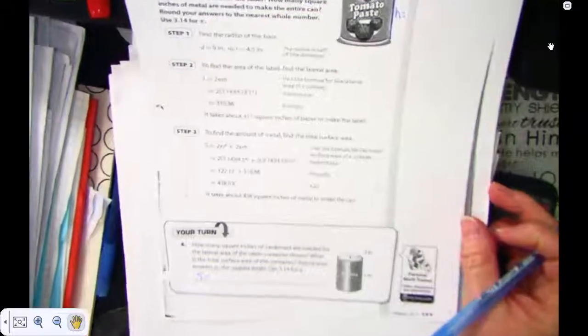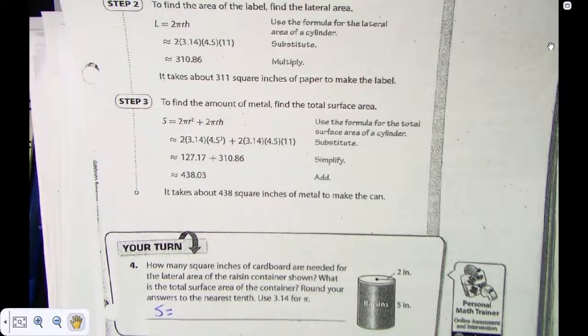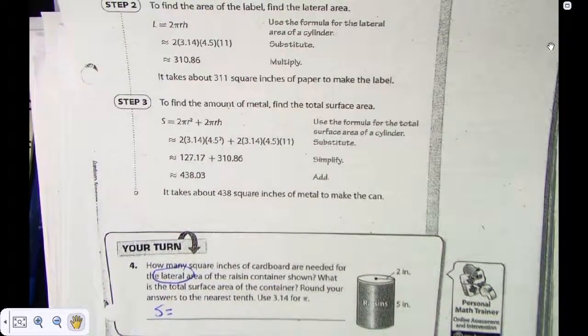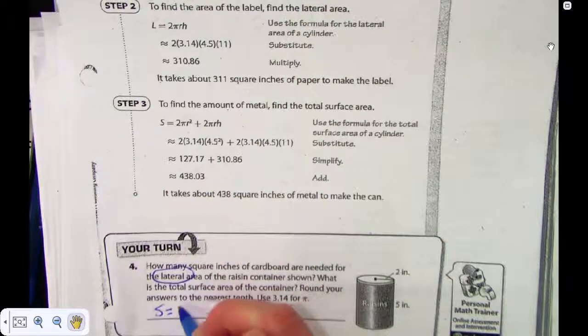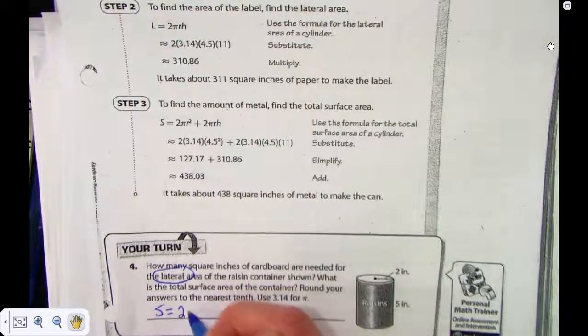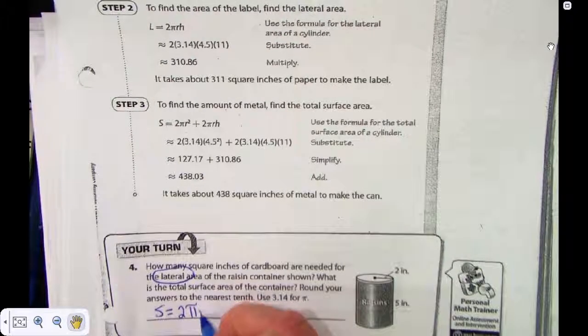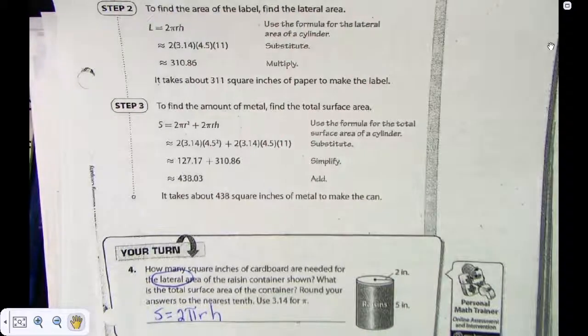277 on the bottom. It says, how many square inches of cardboard are needed for the lateral? Look on your reference chart and tell me how we get the lateral surface area of the cylinder. 2 pi r h. That's the lateral. That's the rectangle.